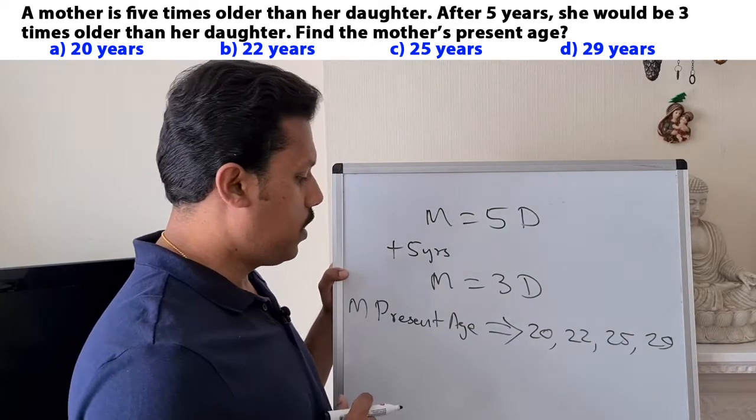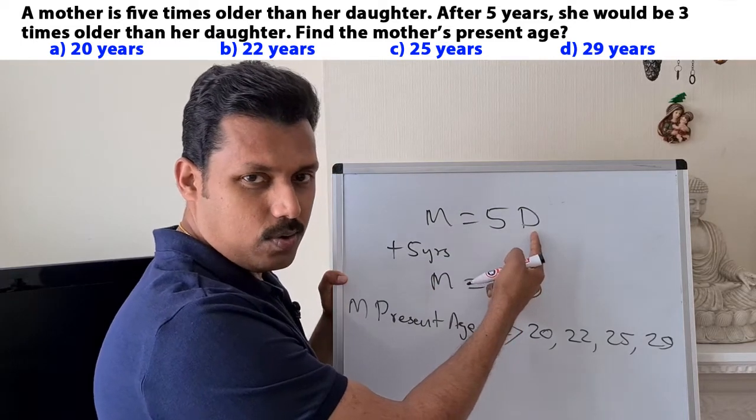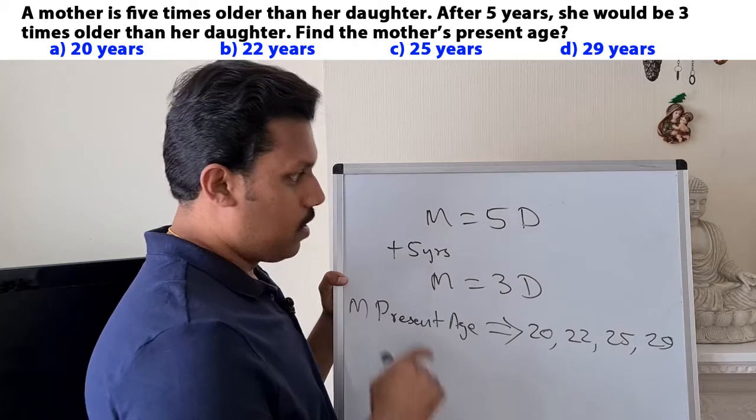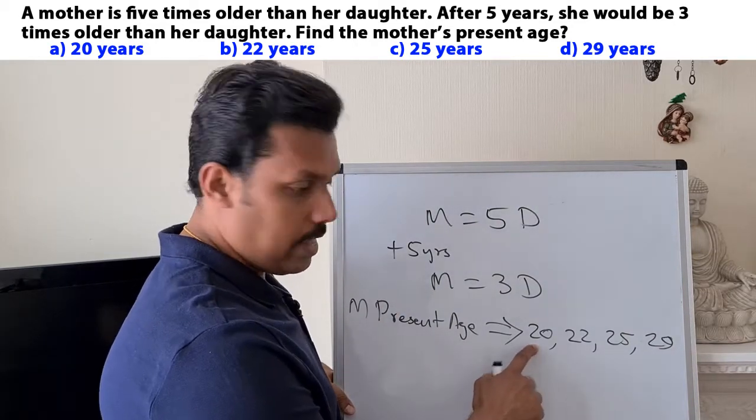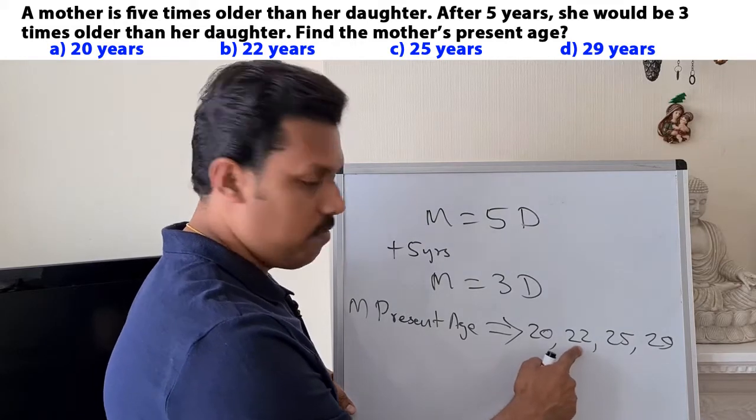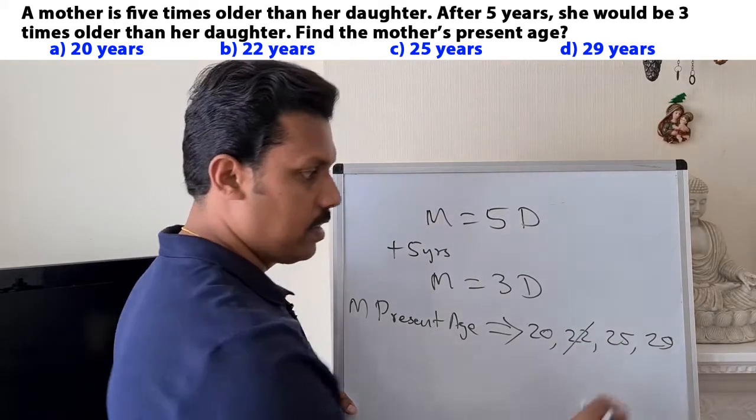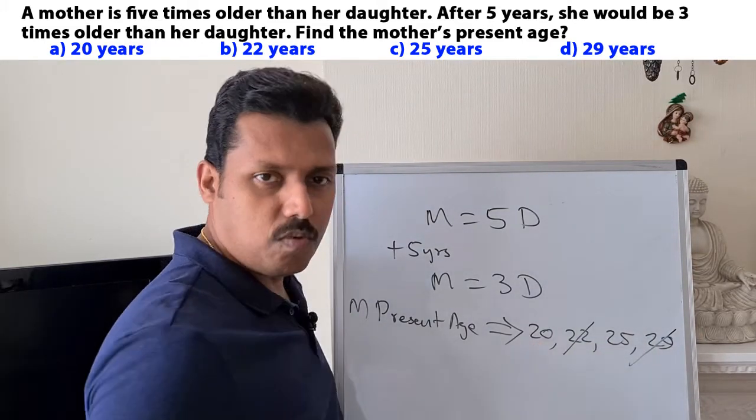So how are we going to find out? Look here, mother is 5 times daughter's age. So our answer should be a multiple of 5. Is this a multiple of 5? Yes, that can be an answer. Is this a multiple of 5? No. So that is wrong. That cannot be the answer. Is this a multiple of 5? Yes. This one is not a multiple of 5. That is not the answer. So definitely the answer is one of these two.